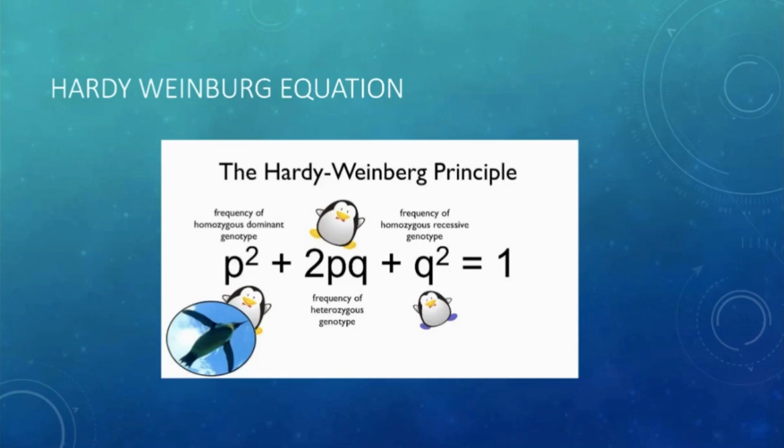And on the actual equation itself, with the Hardy-Weinberg principle, as seen in the picture right here, the frequency of the homozygous dominant genotype would be our p squared, whereas the frequency of our homozygous recessive genotype is our q squared. And then 2pq would be the frequency of the heterozygous genotype. And all of this must be equal to 1 in order to represent the entire population.